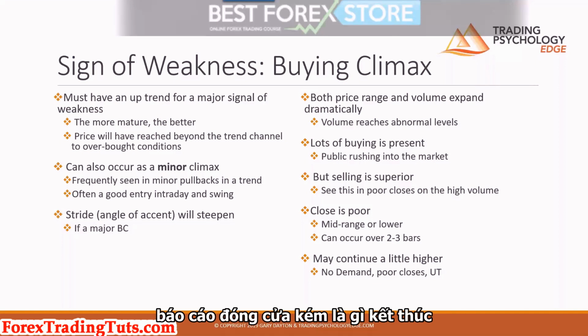What's a poor close? A poor close is off the highs. It's in the middle or lower. How far back? Number of bars. We're not doing computer modeling here, so this is a discretionary method. So it's over the last several bars, and you can decide what that is.